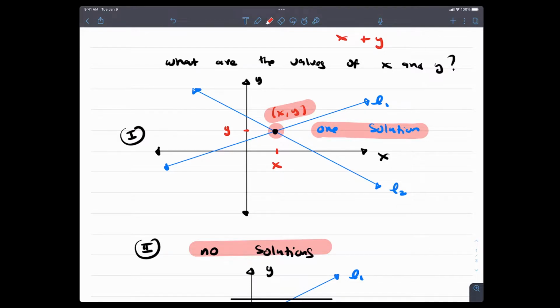So lines are either going to intersect at one point, they're never going to intersect, or they're going to be the same line in which they intersect everywhere. So there's 3 types of solution. One solution, and I'll write it down here, right? So here is one solution.